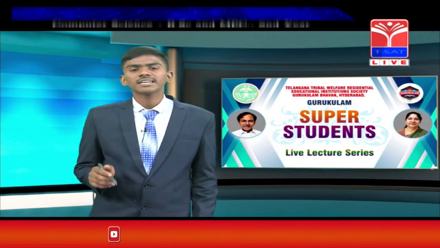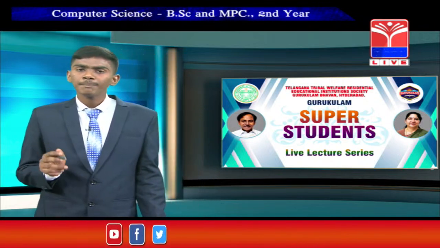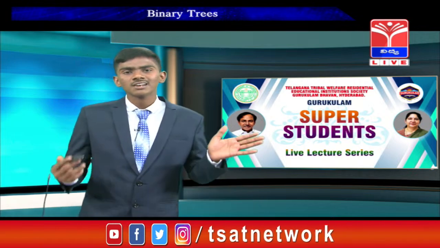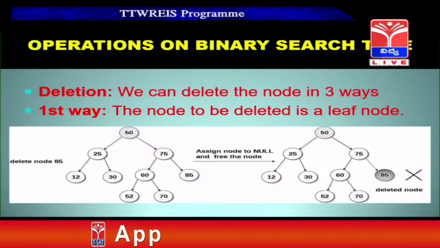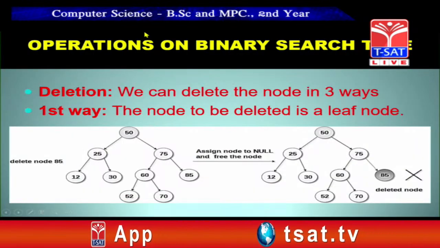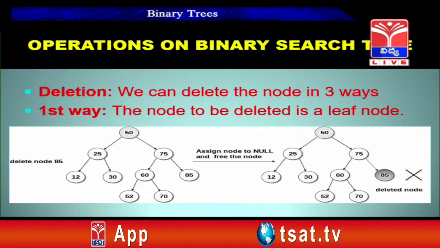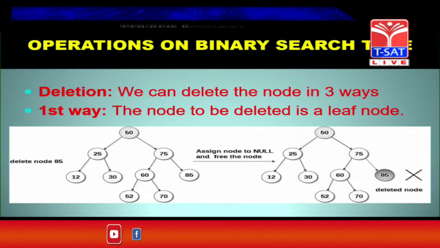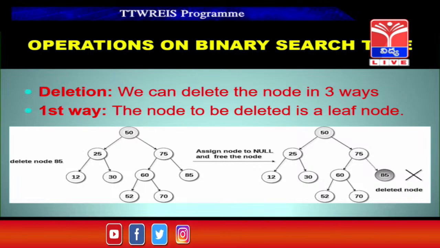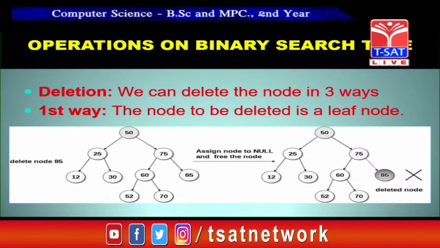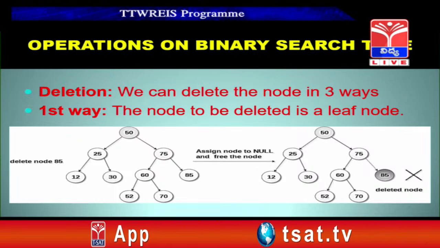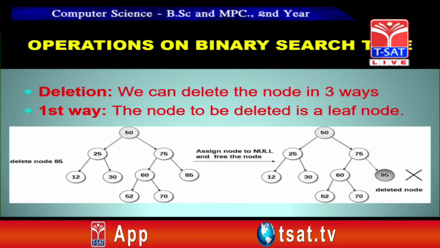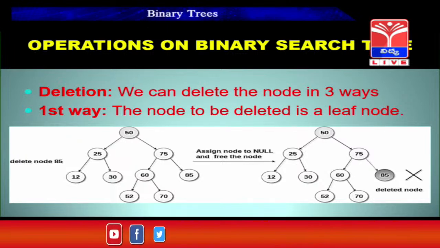And the next operation is the deletion operation. In a binary search tree we also have a deletion operation. In the deletion operation we delete some particular elements from the binary search tree. But this deletion operation we perform in 3 ways. The first way is deleting a node with no child, that means deleting a leaf node. The second way is deleting a node with one child. And the third way is deleting a node with two children. So these are the 3 ways of deletion operation.